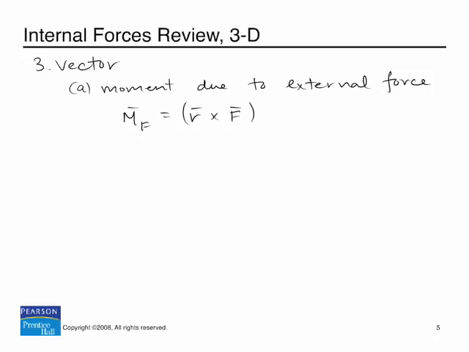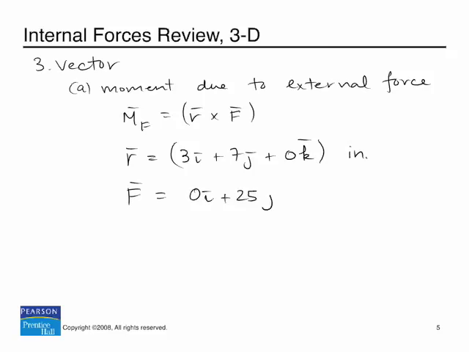So r, in this case, is going to be 3i plus 7j plus 0k, and the units there are inches. Okay, and that's just from the geometry of the crank, locating point A and the point where the force is applied. F, as we solved for before, is going to be 0 in the i direction, plus 25 in the j direction, minus 43.3 in the k direction. That has units of pounds.